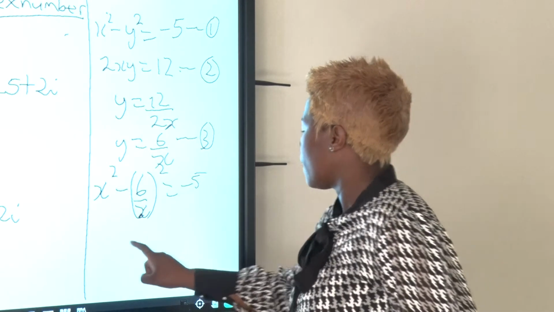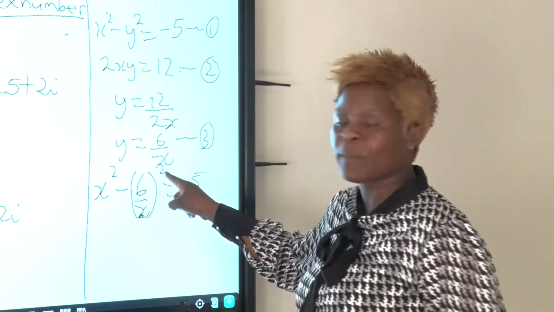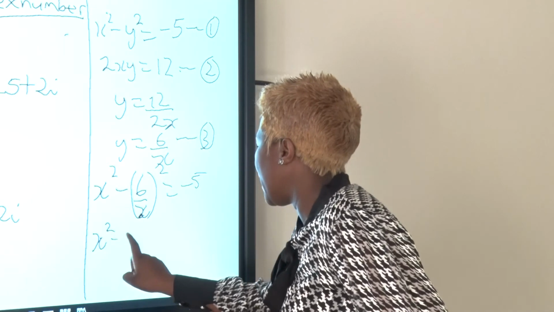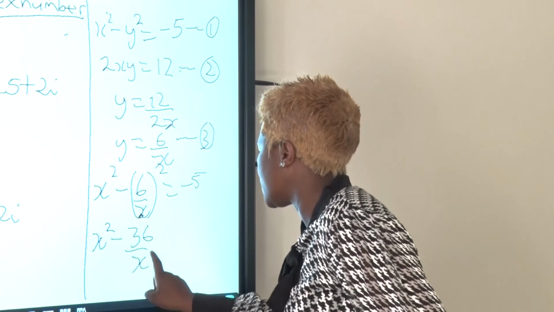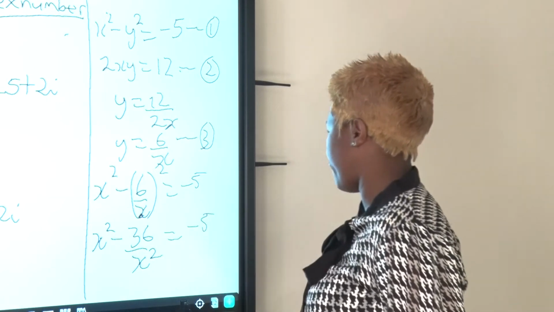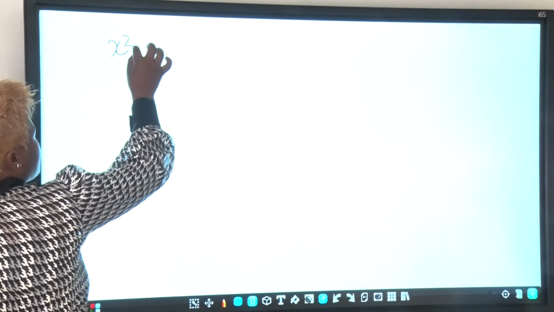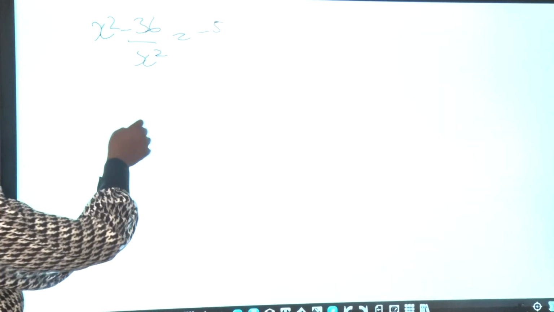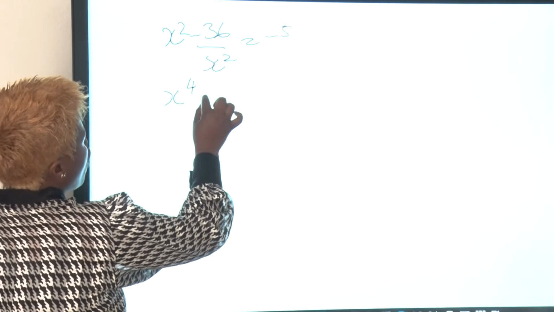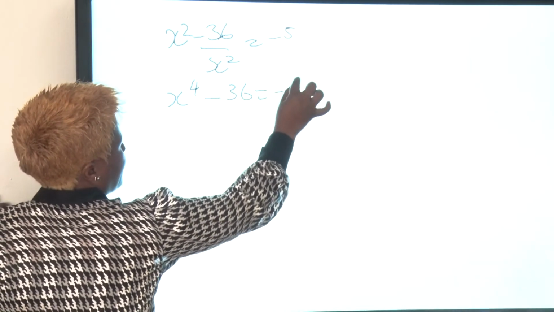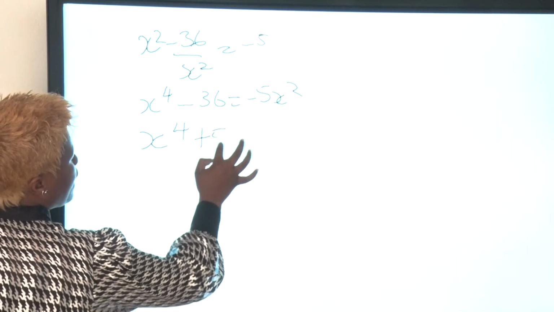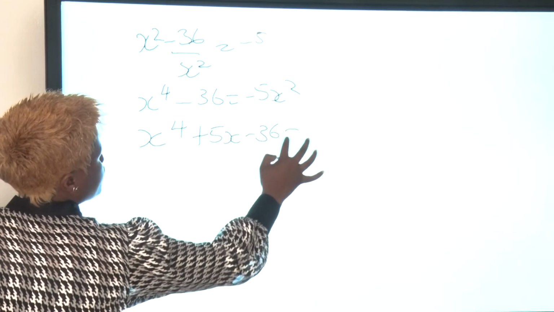Then I distribute my square to both 6 and x, and it becomes x squared minus 36 over x squared is equal to minus 5. And when you simplify this, you get x to the power 4 minus 36 is equal to minus 5x squared. We have x to the power 4 plus 5x squared minus 36 is equal to 0.